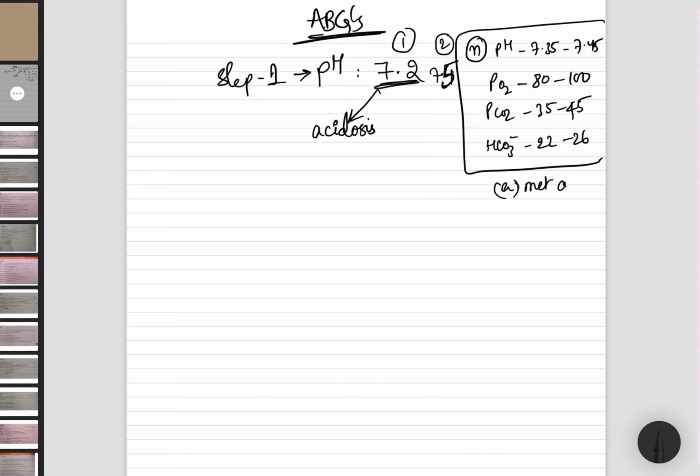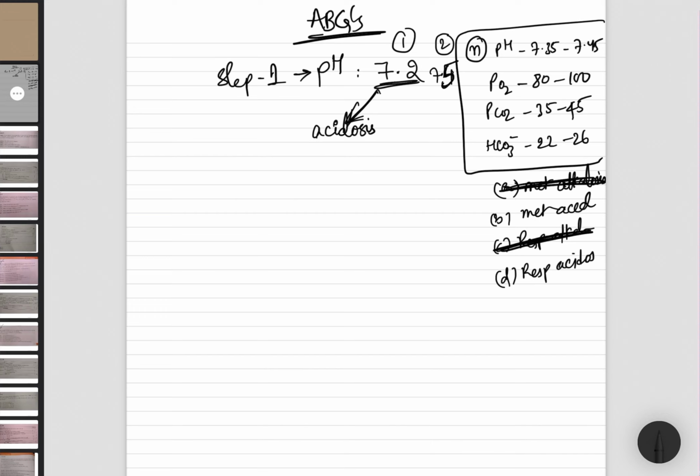Options will be, in any simple case, metabolic alkalosis, metabolic acidosis, respiratory alkalosis and respiratory acidosis. So by using the pH you have already determined that it is acidosis. So remove metabolic alkalosis and respiratory alkalosis. Now you have to decide if it is respiratory acidosis or metabolic acidosis.